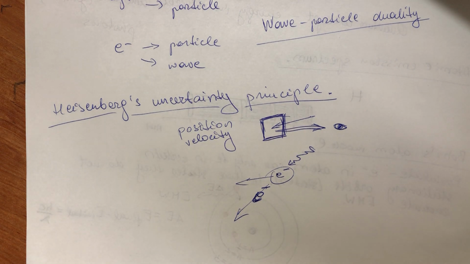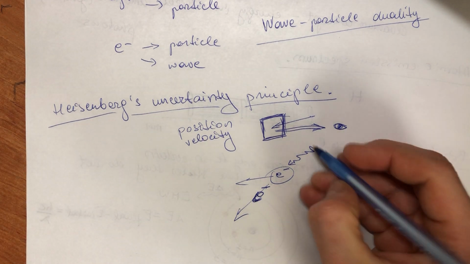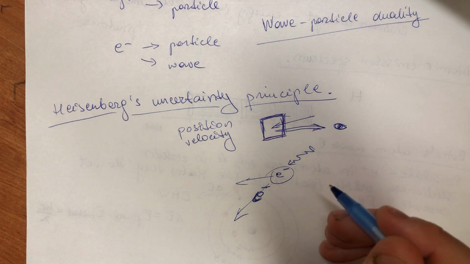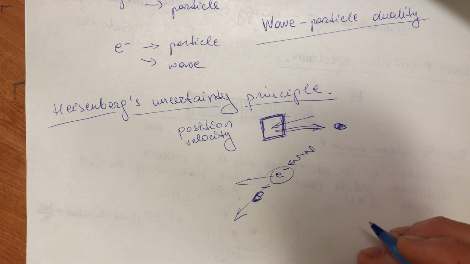So this means that if we lower the light intensity, the photon's energy, then we make smaller alterations, but nevertheless we cannot avoid these alterations, and therefore the uncertainty principle says that it is impossible to precisely measure the position and velocity of an electron.